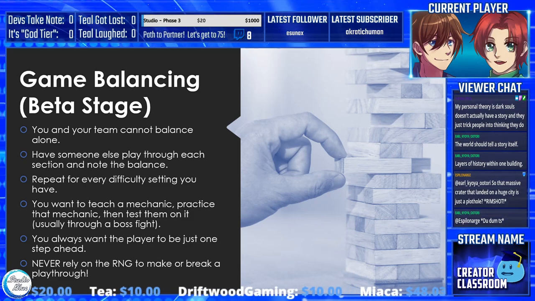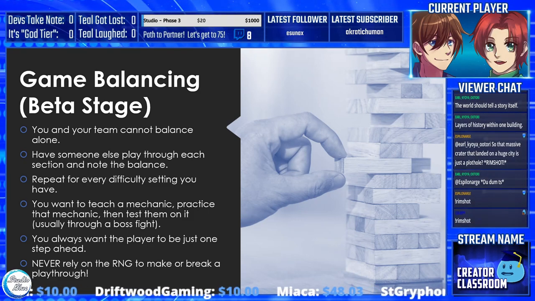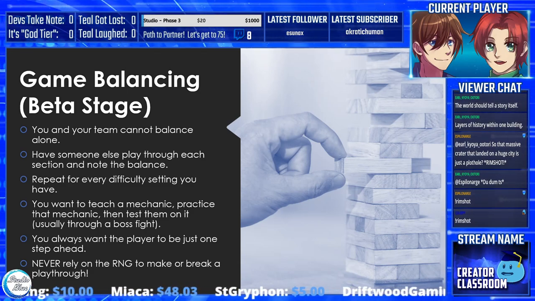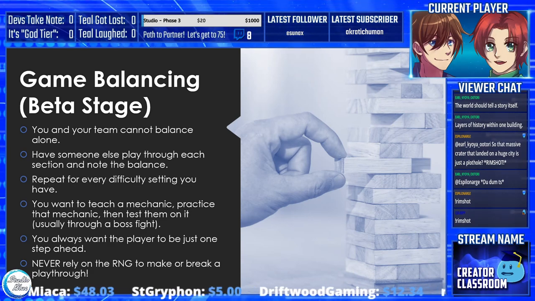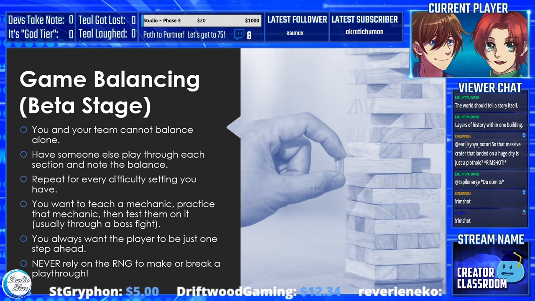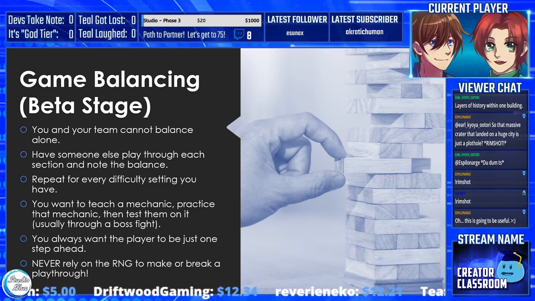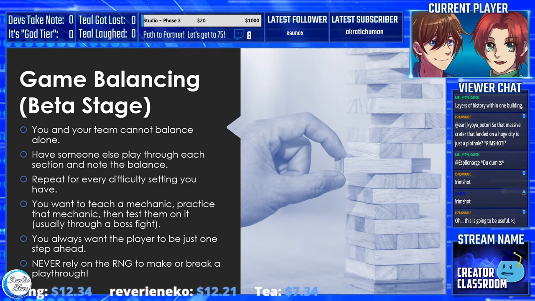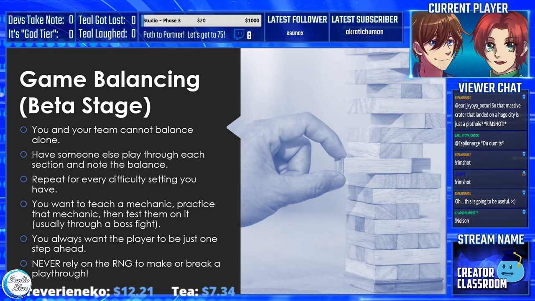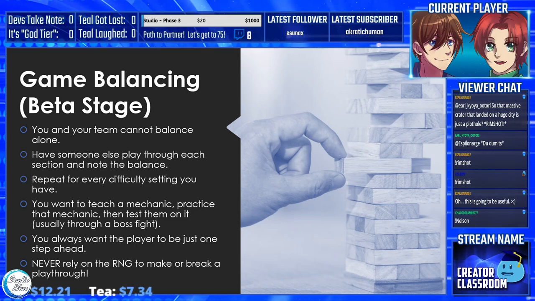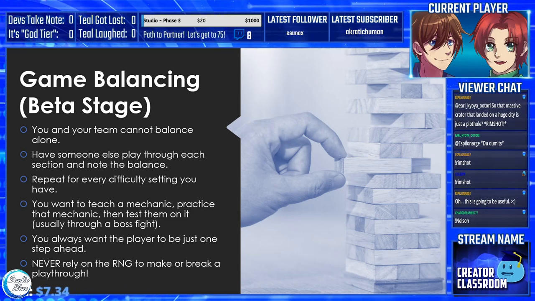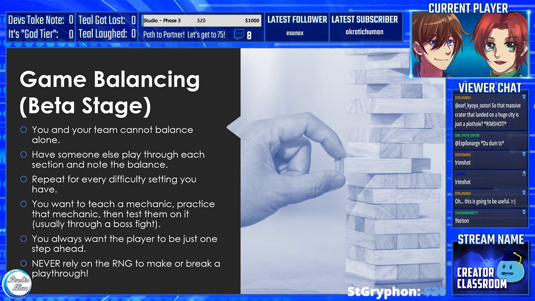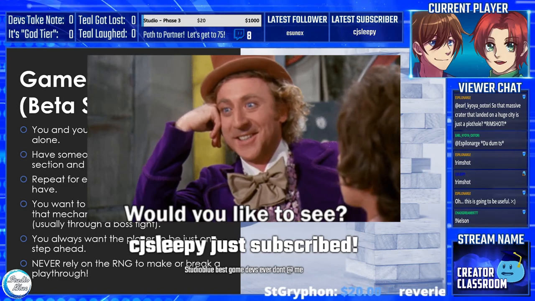You must balance your game, and you cannot use yourself or anyone on your team as the metric for if your game is properly balanced. You will need help from someone else in order to balance the game. Take each section of the game, each chapter, each area, even down to each level, and have someone play through it. Either you or they take notes on the exact amount of difficulty that they have, as well as the resources that they use. Then repeat this for every difficulty setting you have.